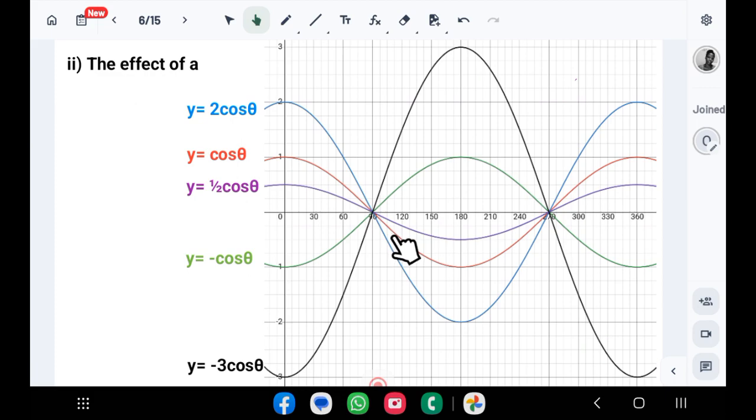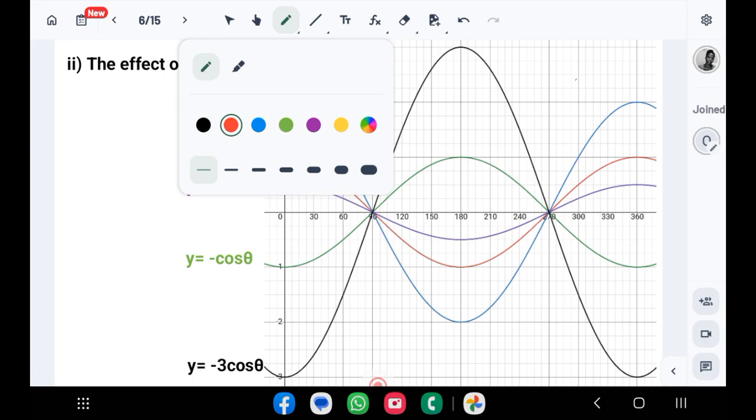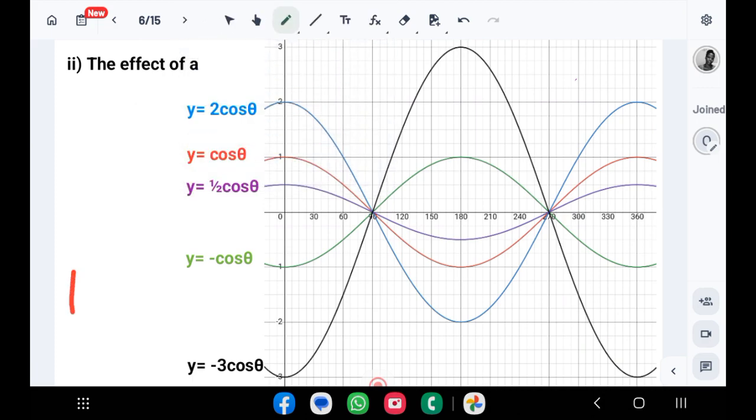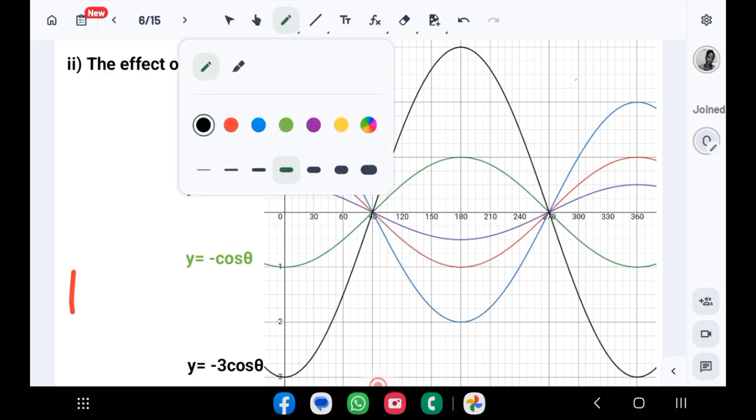Now, what happens when your a is a multiple of 1, in other words, 2 or 3 or whatever the case may be? That means that now your amplitude has been multiplied by that factor of a. So if your a is equal to 2, that means your amplitude now will become 2. Now, if your a is a negative multiple, like for example in the black graph, it's negative 3 cos theta, that means your amplitude will still be 3, because how you calculate the amplitude is the absolute value of a. So the amplitude is the absolute value of a, let me change that.